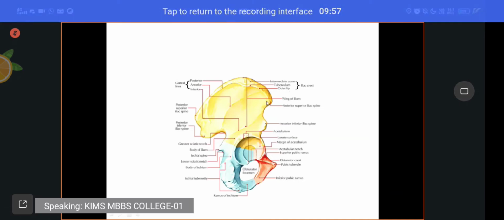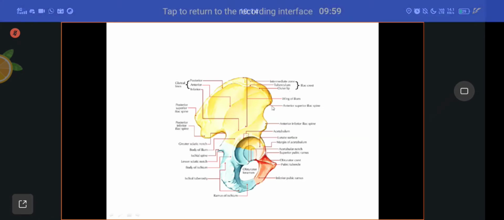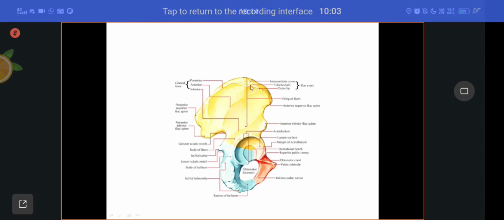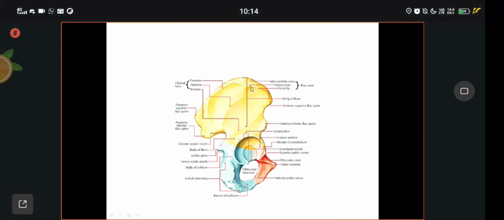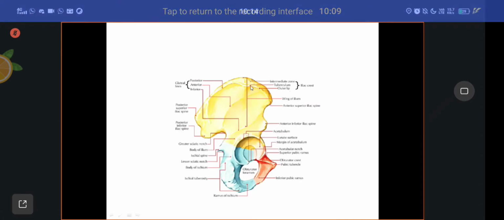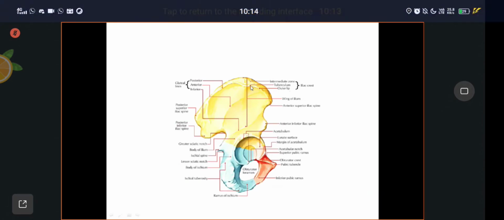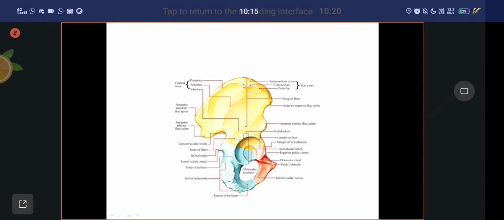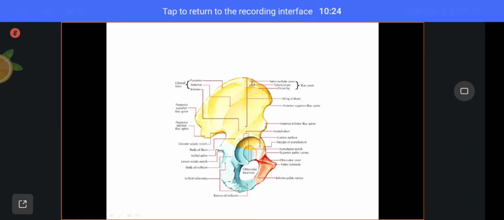Right. And 5 centimeters from the anterior superior iliac spine, there is a tubercle. What is that called? Iliac tubercle. See this point, the iliac tubercle. Right. And it has an outer lip, intermediate area and inner lip.